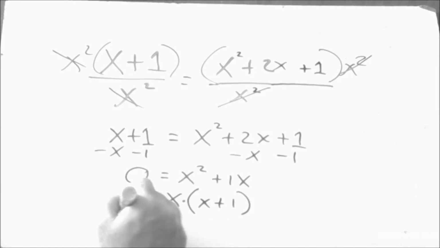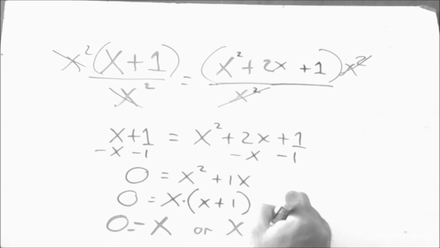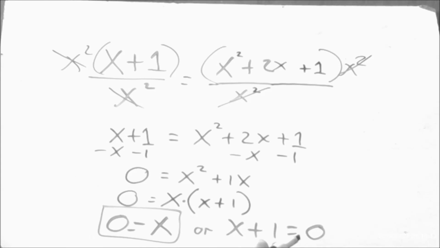You can say x equals 0 or x plus 1 equals 0. So you can get two answers here. X equals 0, you don't have to do anything there. Or if you subtract 1, you get x equals negative 1. So two answers.